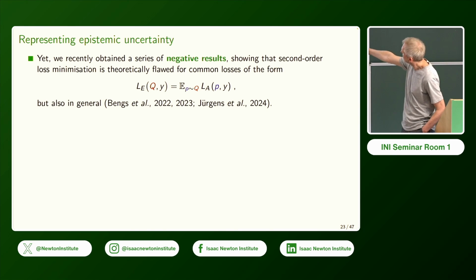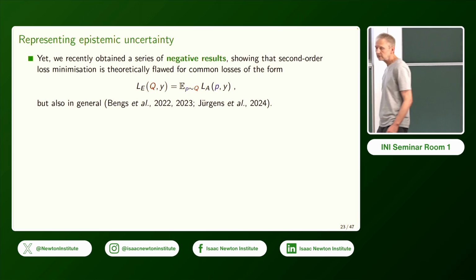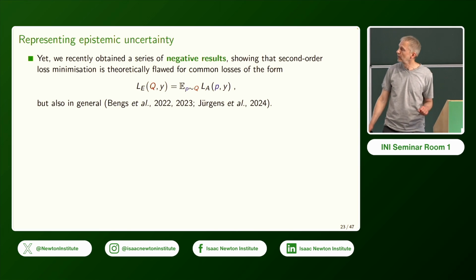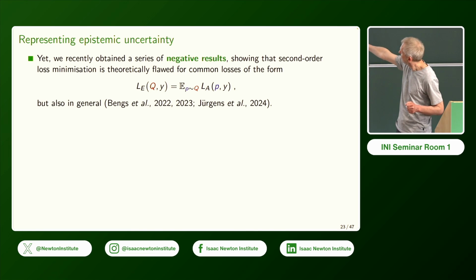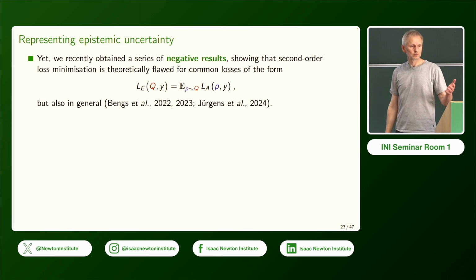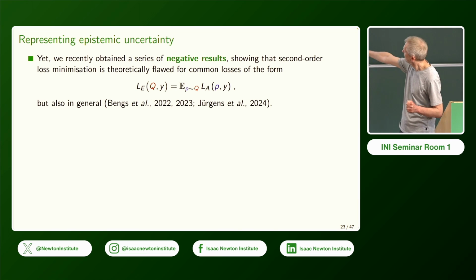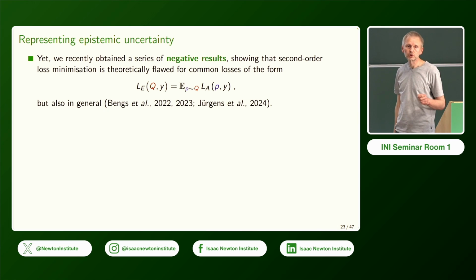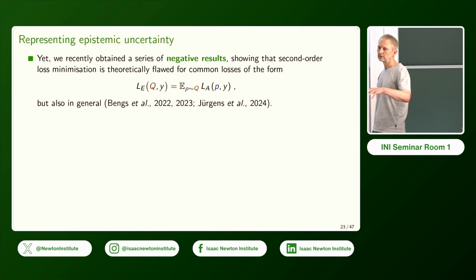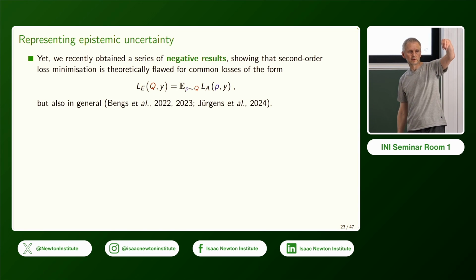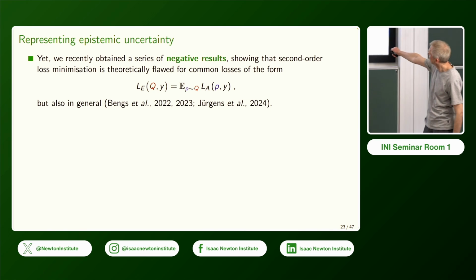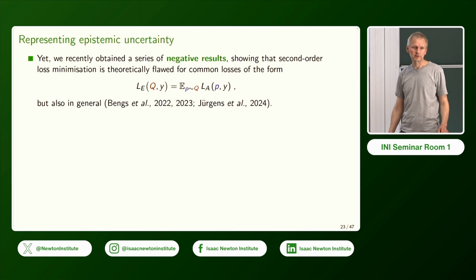First, we showed that this idea actually cannot really work in a proper way for a specific class of epistemic loss functions LE, which are defined in this way. You take the expectation of a first-order loss LA, typically a proper scoring rule, with respect to your second-order prediction Q. Basically, the idea is to take a first-order loss and then lift it to the second level by taking the expectation with respect to your second-order distribution.